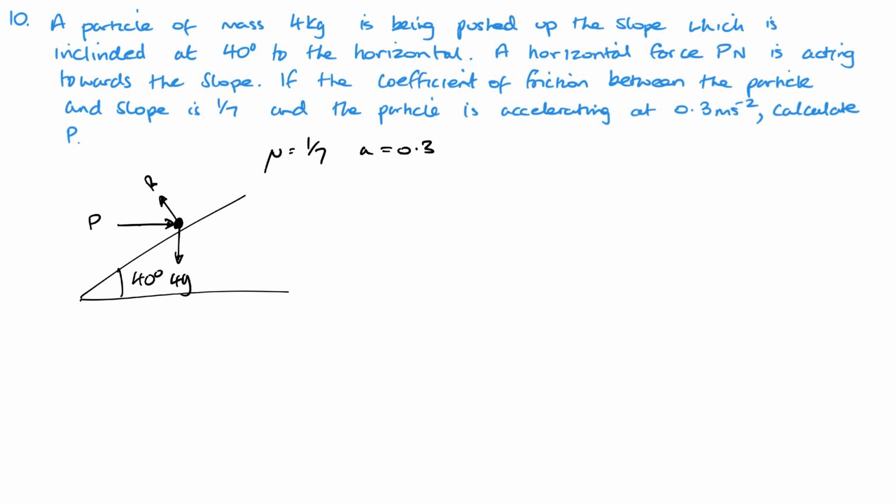So let's think about resolving our weight first. We've got 4g cos 40, 4g sine 40.